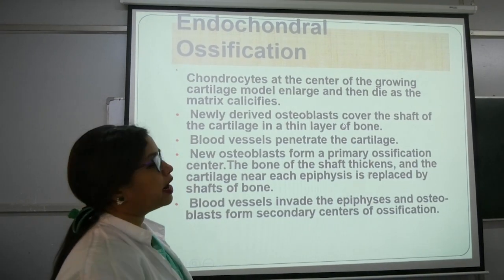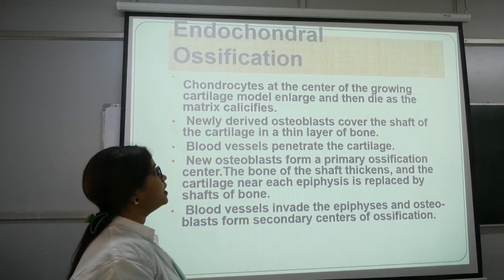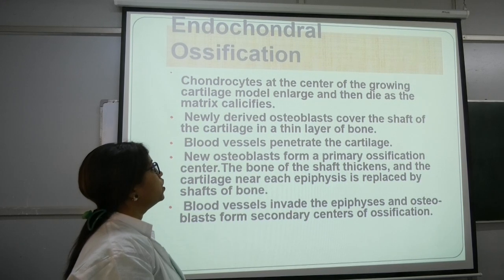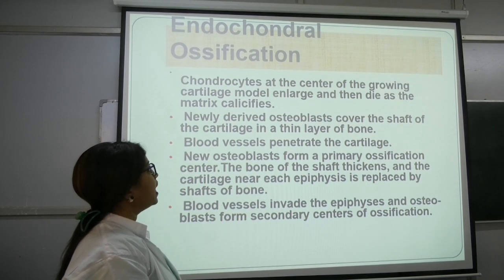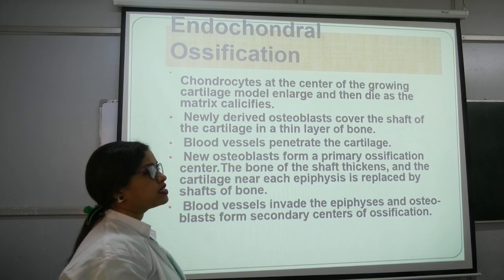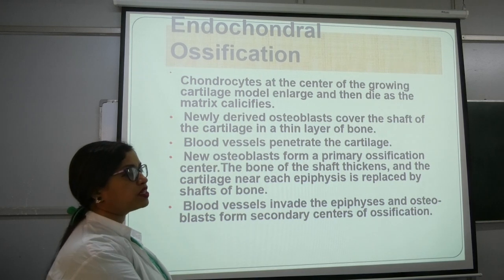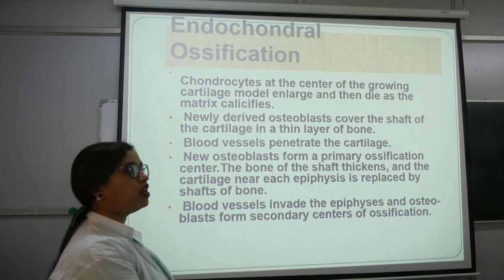Then next is endochondral ossification. Okay, so the chondrocyte at the center of the growing cartilage will enlarge and die, with matrix calcification. This I have already discussed in the long bone, so I am skipping this one. You study the endochondral ossification.